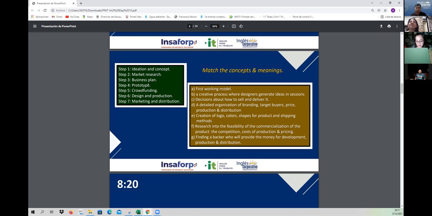Oh, yes, the step six is letter B, a creative process where designers generate ideas in session. It's possible. Letter B, step six. Okay. Do you agree, Jose Carlos, Jose Norberto, Jose Ignacio? Step five and six. Letter B. And in letter C, it's possible that step three, business plan, decision about how to sell and deliver it. Letter C with step three.